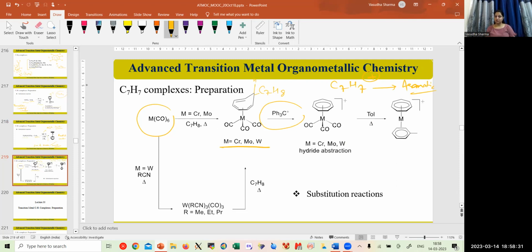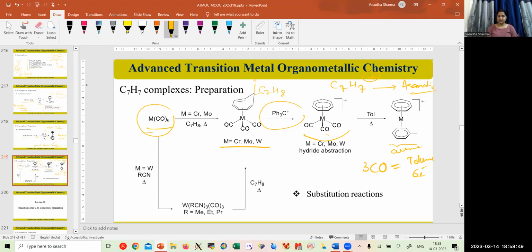And when we have toluene, it will replace these carbon monoxide, because these 3 CO would be equal to 1 toluene molecule. It would be 6 electrons. This is nothing but an arene complex under thermal conditions. We are having a cationic complex.